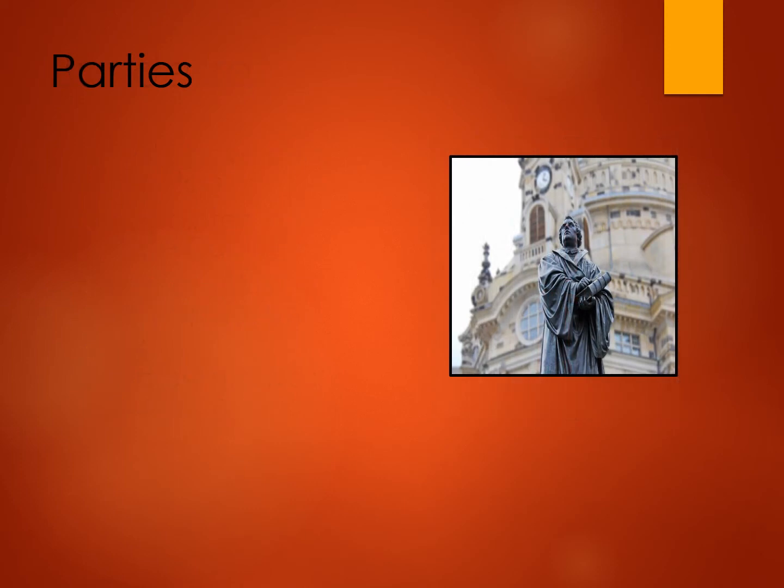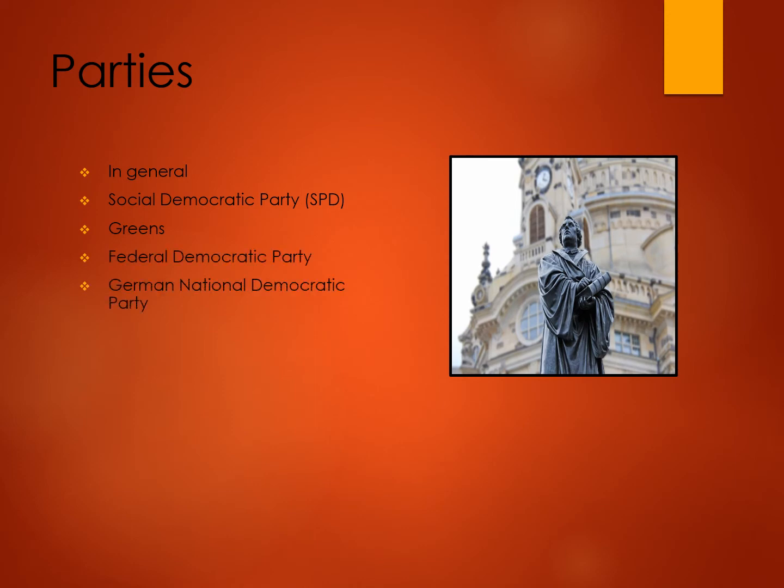This section discusses the political parties of Germany in general, and then specifically the Social Democratic Party, the Greens, the Federal Democratic Party, the German National Democratic Party, and the Christian Democratic Union, Christian Social Union Party.